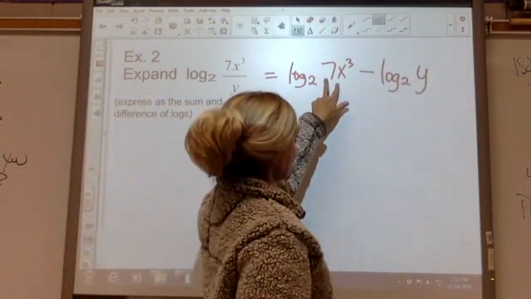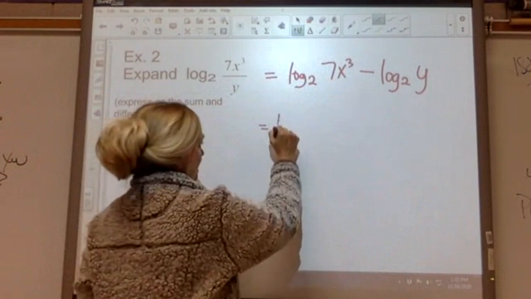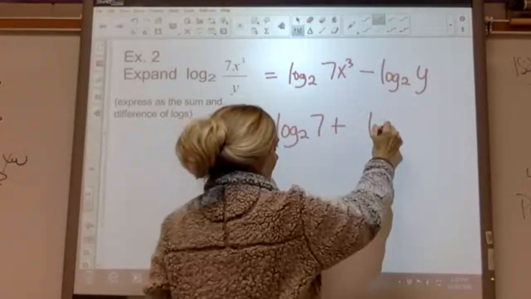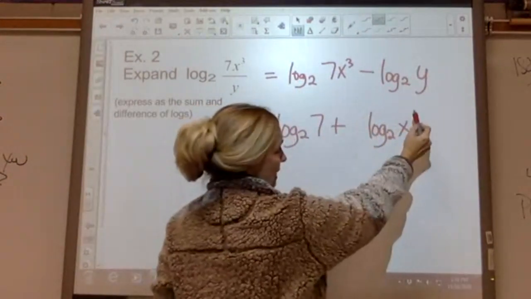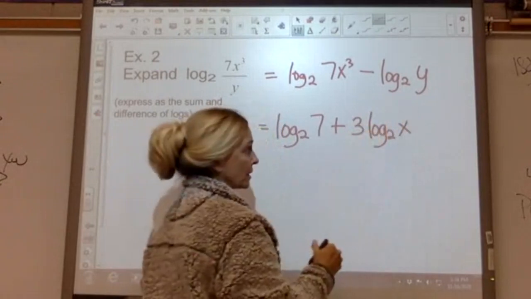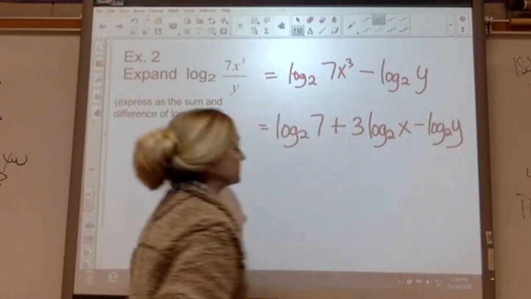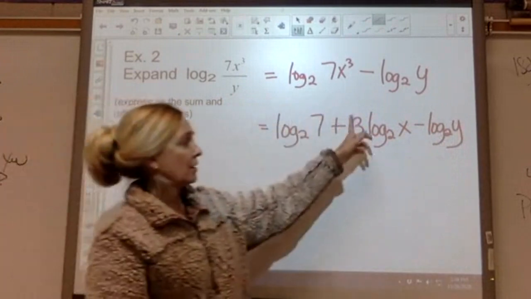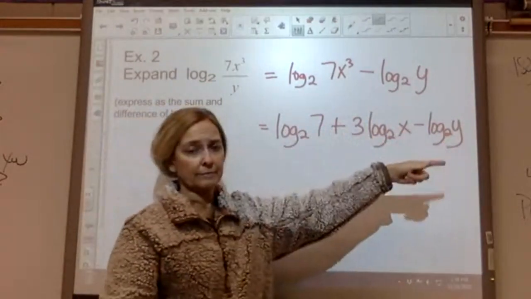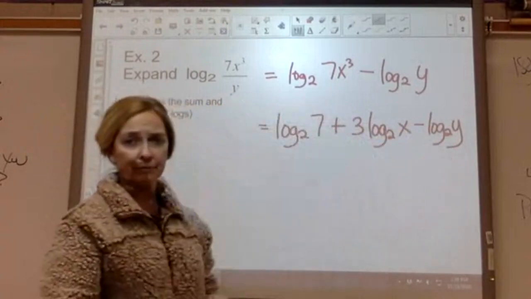Now here, I have 2 things that are being multiplied, like I had in example 1, so I'm going to split those up. So this is log base 2 of 7 plus log base 2 of x, and this 3 exponent that is here is going to move to the front and be multiplied by the log. And then I have minus log base 2 of y. So now each value has its own log. I have log of 7, log of the x, and the exponent came to the front, log of y. And because the y was in the denominator, it has a minus in front of it. These were both in the numerator, so they're positive. Okay?